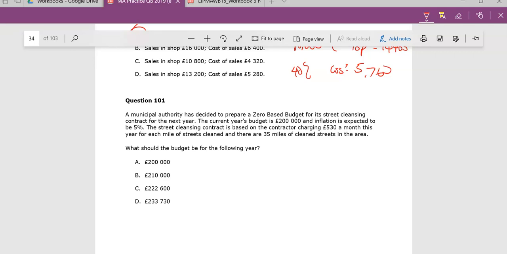Okay, let's get questions 101 to 105 tidied up. We're talking about the zero-based budgeting system here. With zero-based budgeting, we're starting from scratch. We take on the information fresh. We forget everything that's happened in the past and start with a clean sheet.